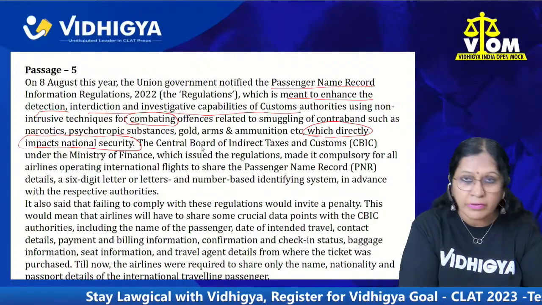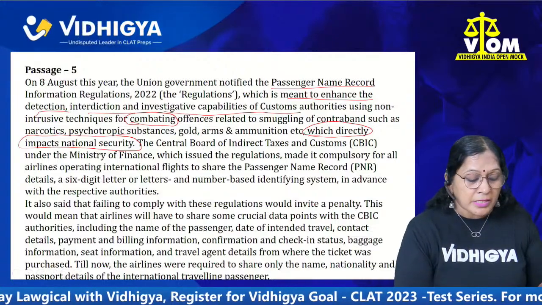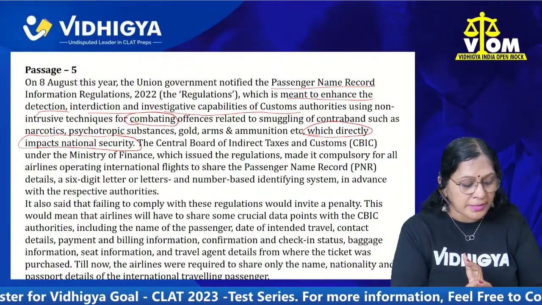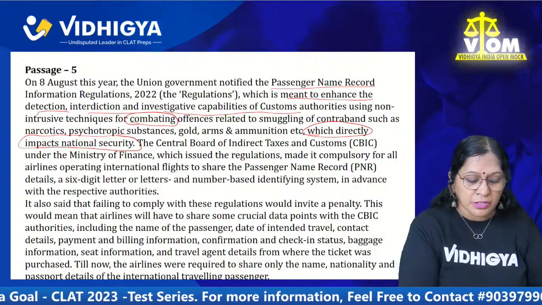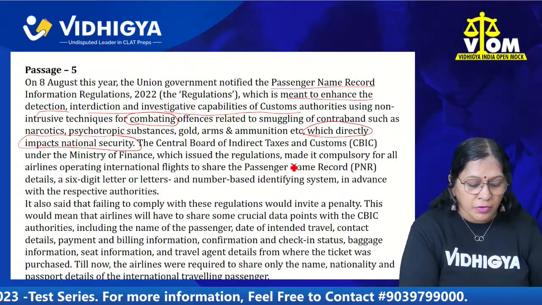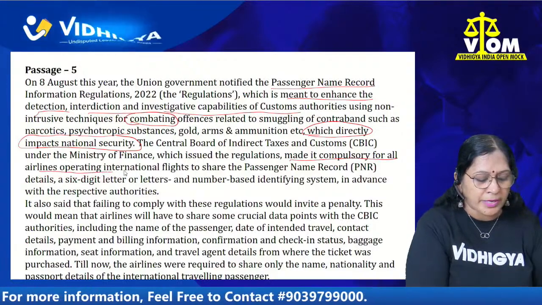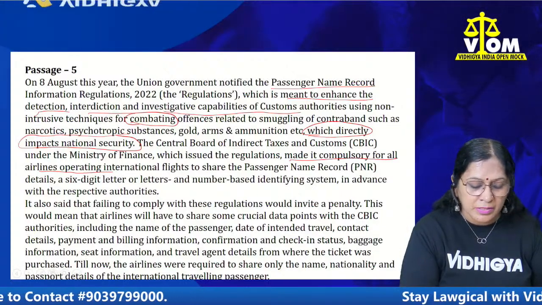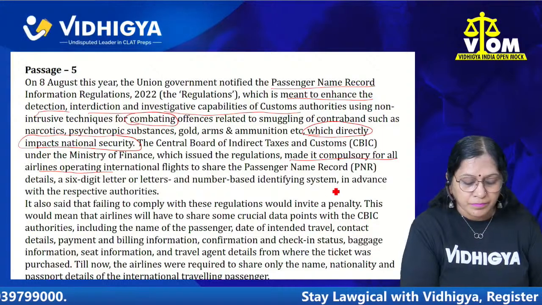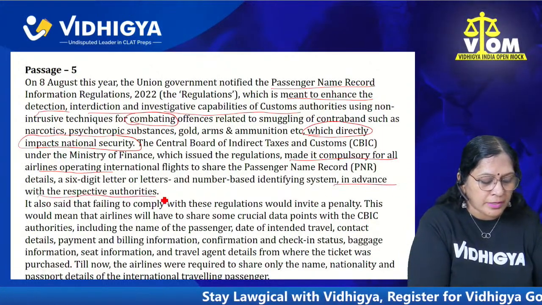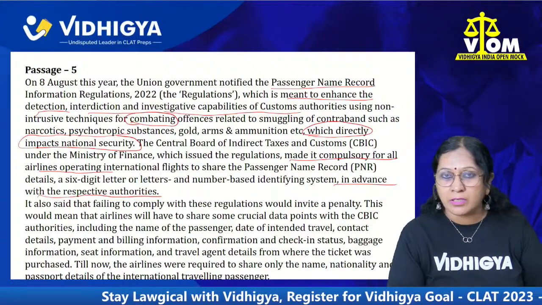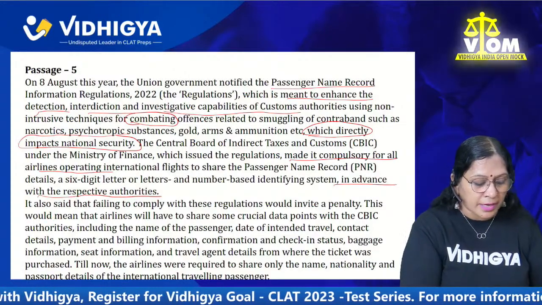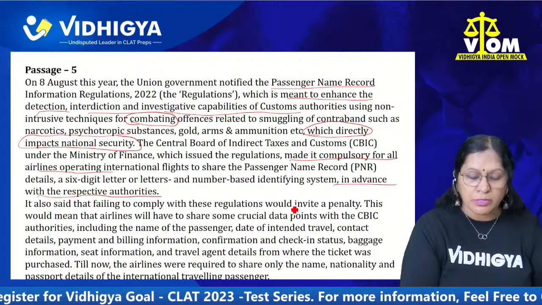Now see, reading with the eyes is another point that you need to develop. Instead of reading the Central Board of Indirect Taxes and Customs, quickly read through and you have the CBIC, right, under the Ministry of Finance, which issued the regulations, made it compulsory for all airlines operating international flights to share the PNR details, a 6-digit letter or letters and number-based identifying system in advance with the respective authorities. So before they board the flight, they have to send all the PNR numbers of the passengers. So it also said that failing to comply with these regulations would invite a penalty.